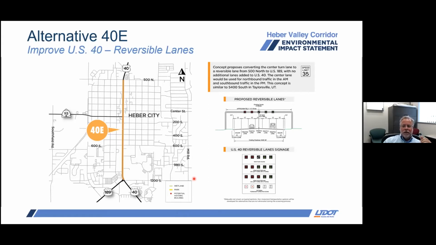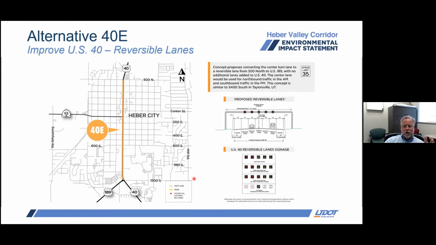During the evening, US 40 experiences a strong southbound direction as people travel from Park City down towards Heber City. We see a similar pattern in the morning as well, where there's more traffic heading northbound from Heber City towards Park City. Reversible lanes are lanes in which traffic can travel in either direction, depending on the time of day.